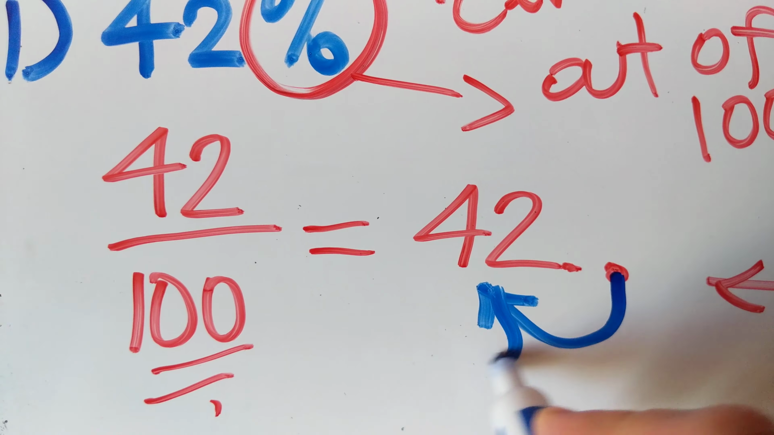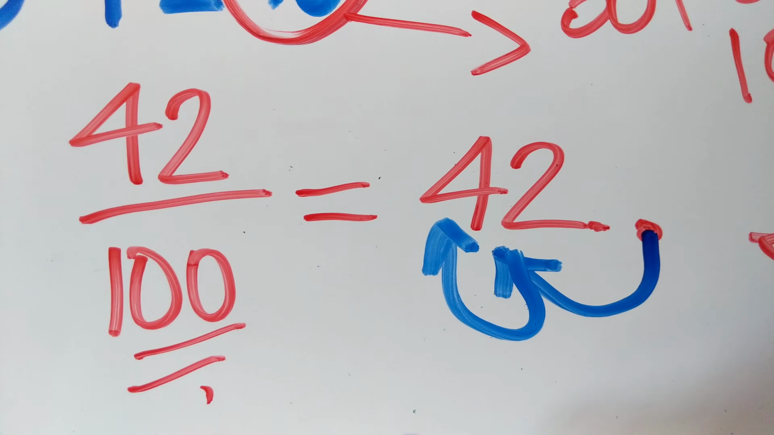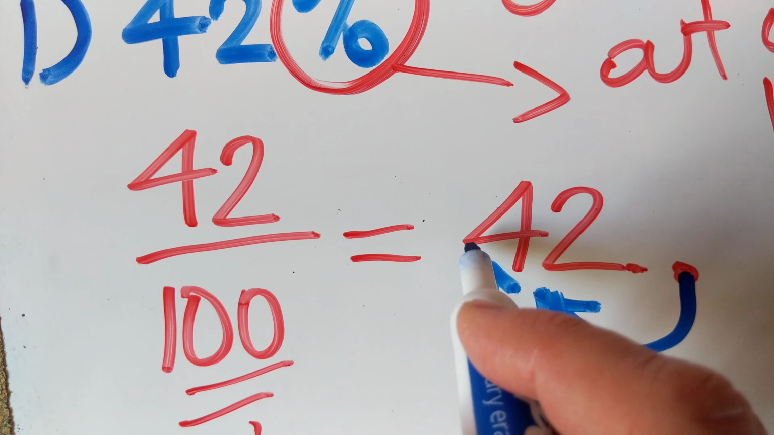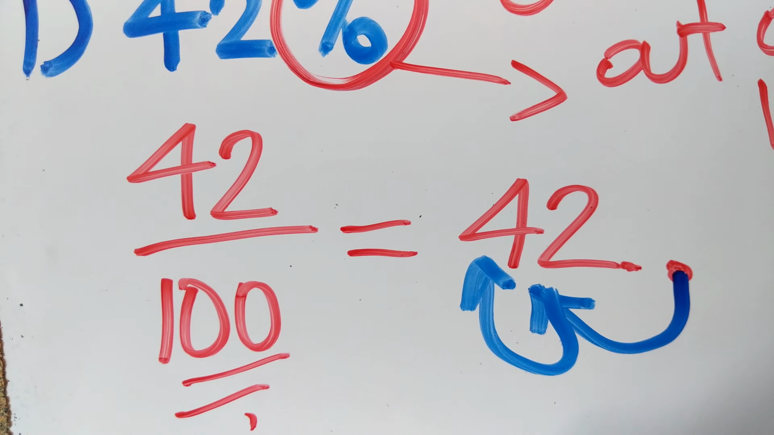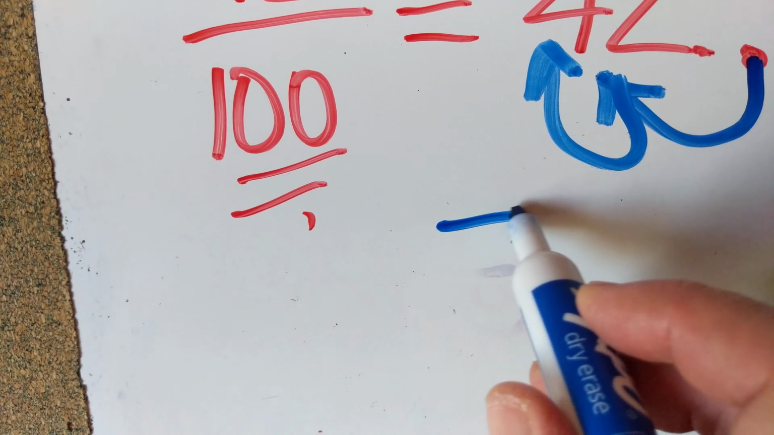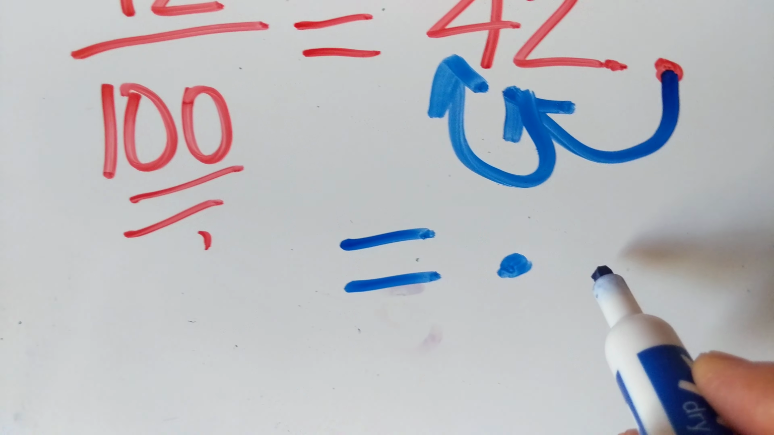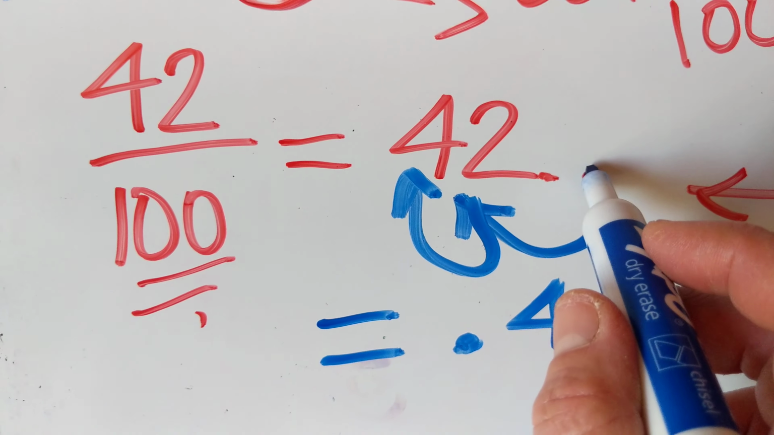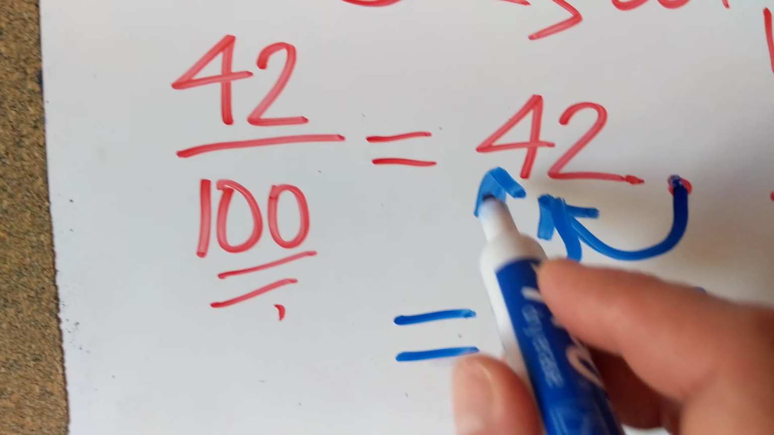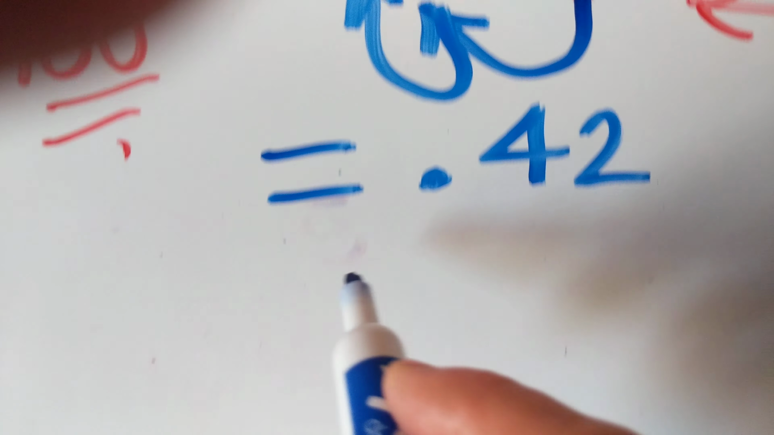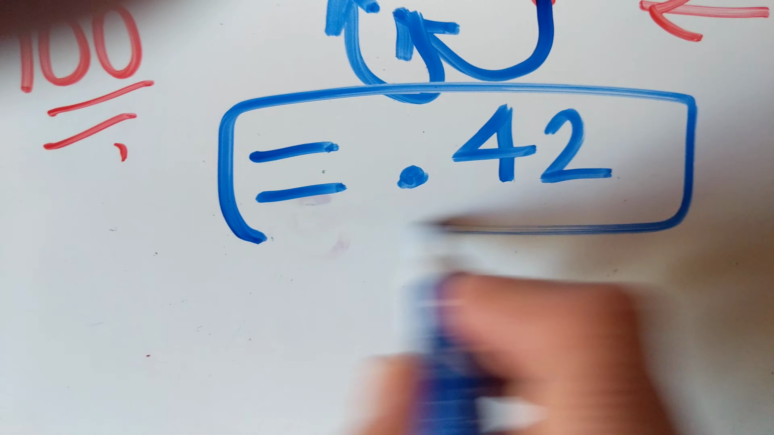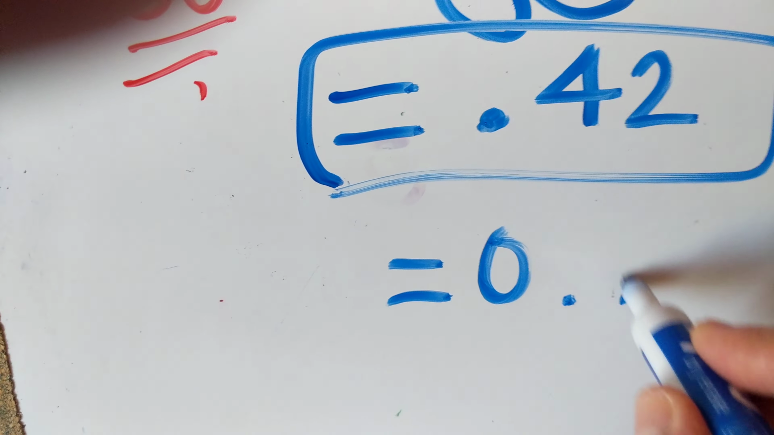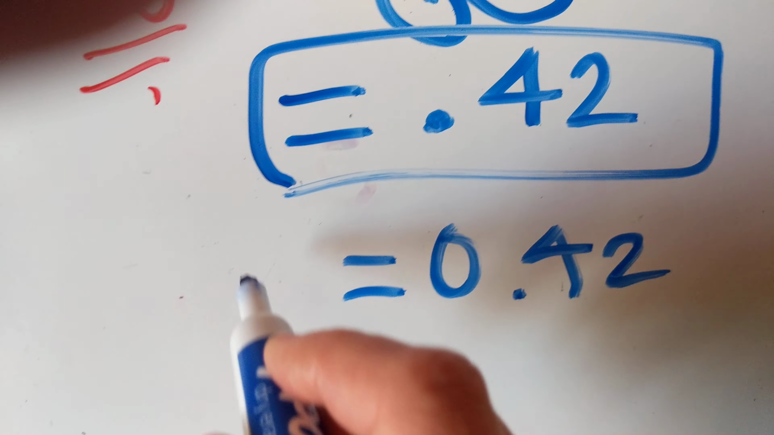Once, twice. So my decimal point will end before the number 4. Therefore, my final answer will be point, then the 4 and the 2. So you see how the decimal point moved from here twice, all the way to here. So that's the answer, or you can write it as 0.42, which is the same thing.